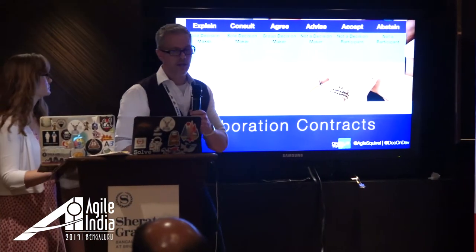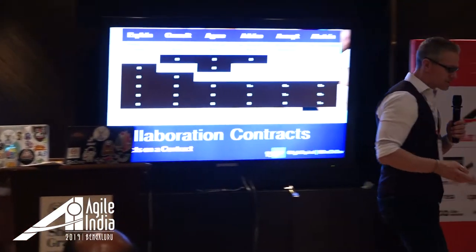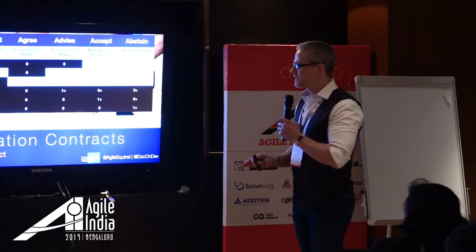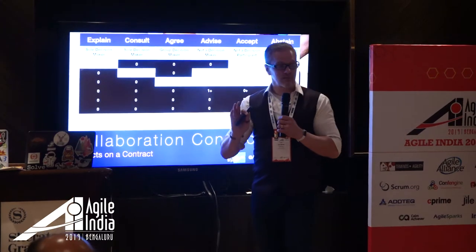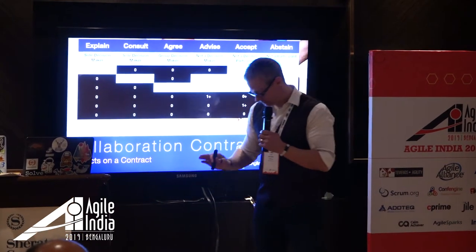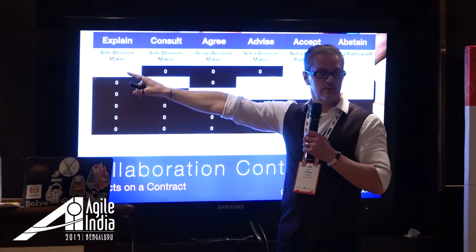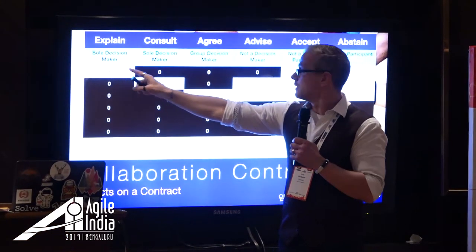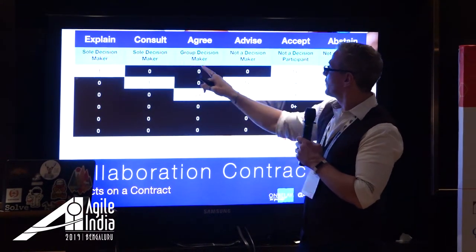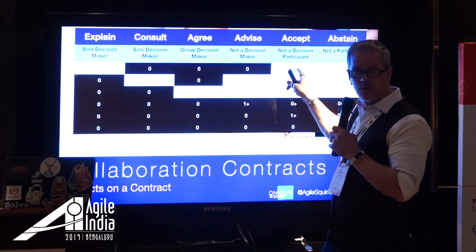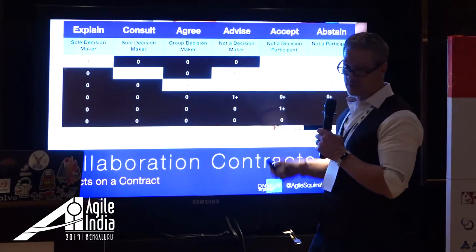So there's actually a number of possibilities here. This chart's a little difficult to read, but it actually makes a lot of sense once you get looking at it. For any set of decisions, for any decision, if you have one person in explain, you cannot have anybody in consult, agree, or advise. You can have one or more people in accept and zero or more people in abstain.